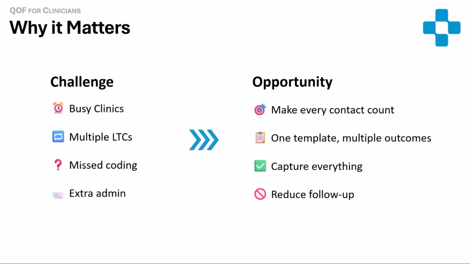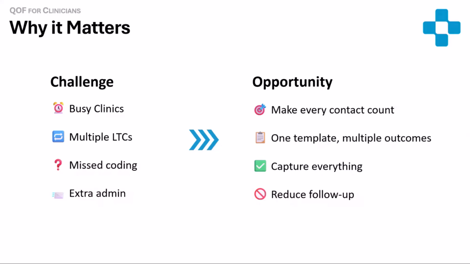Firstly, we would make every contact count. Treat each appointment as the chance to close out everything that's outstanding where possible, not just the reason that they may have booked. Then there's one template with multiple outcomes. Our templates are built so that single consultations can satisfy several of your indicators at once, looking at all that outstanding work.